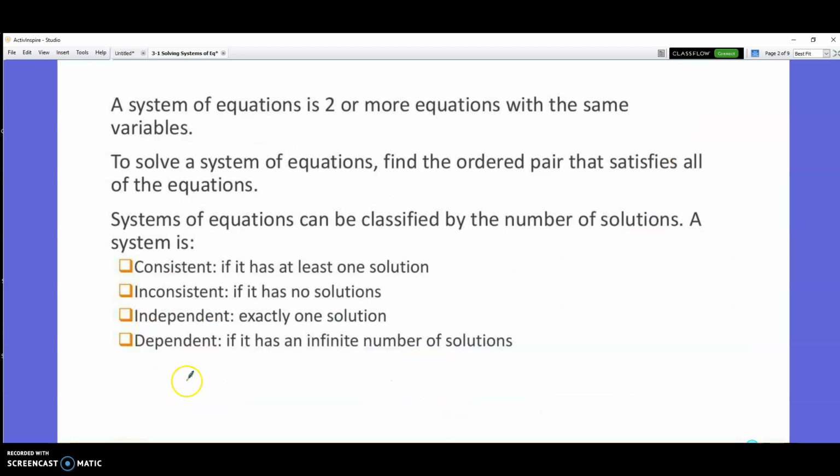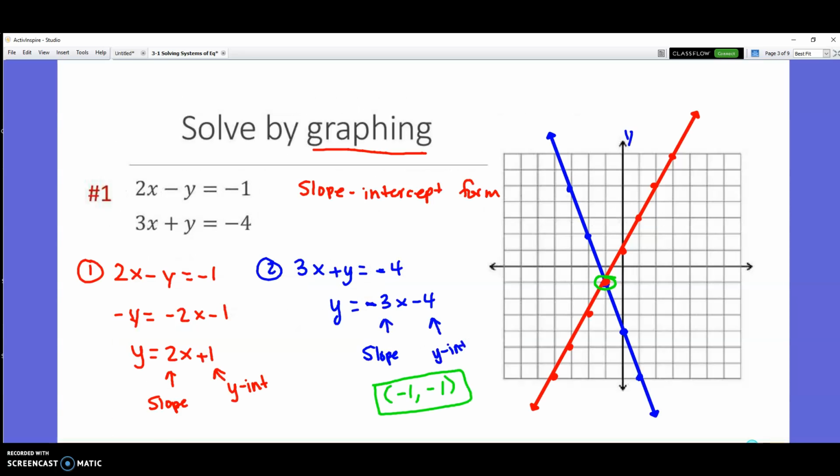If we go back to the slide, consistent or inconsistent: it has at least one solution, so it's consistent. And independent: it has exactly one solution. So we classify this as consistent and independent.